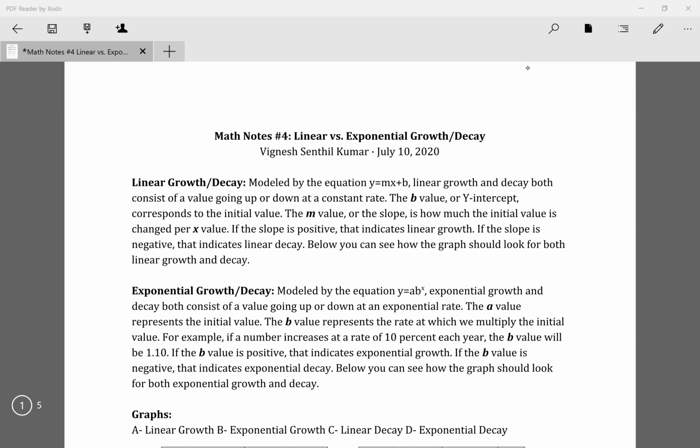This is going to be math notes number 4, linear versus exponential growth slash decay. So first off, the types of questions you'll see for this topic would be: it'll give you a graph and say which out of the four is this, or it'll give you an equation and ask which of the four, or a scenario, or it'll tell you which one it is and you need to pick the right equation. You'll see those types of questions in the problem set I've attached at the end.